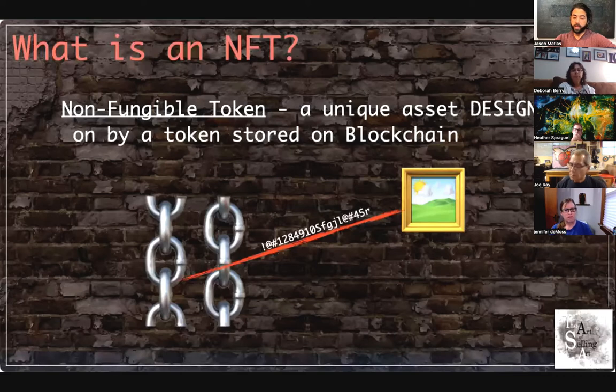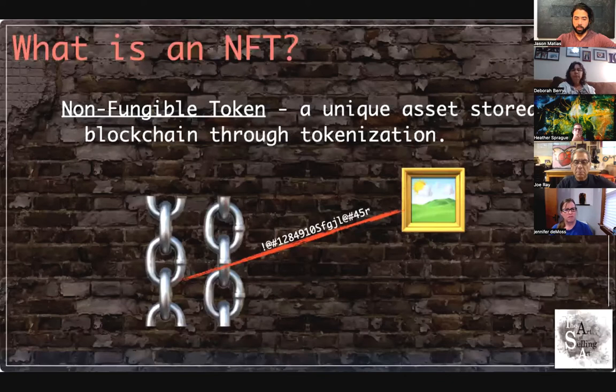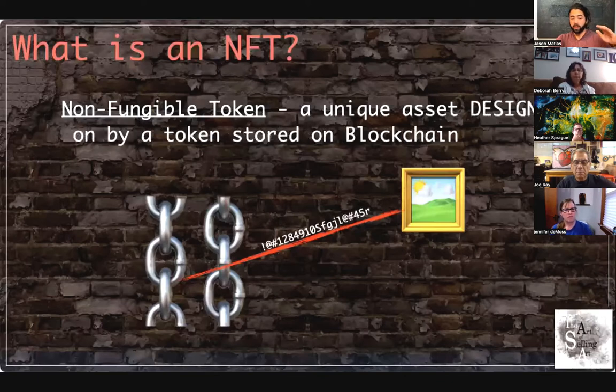So another way of saying it is stored on the blockchain is that the asset is designated by a token stored on the blockchain. I worded it in two ways to help you guys understand it, but basically your work is serialized and put in a place where that serial number and that location or the data of it cannot be altered or changed or destroyed.